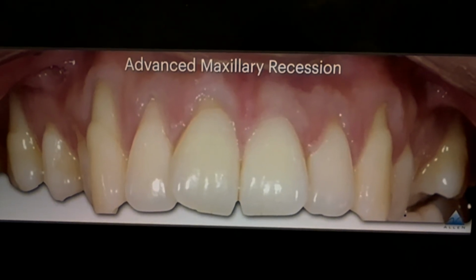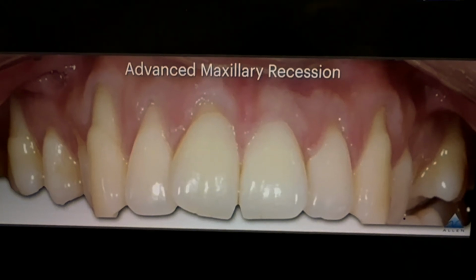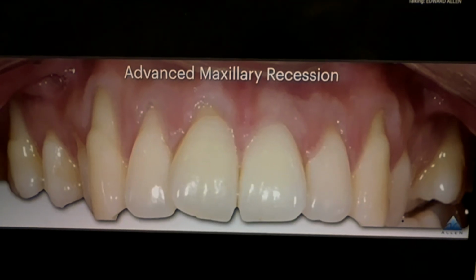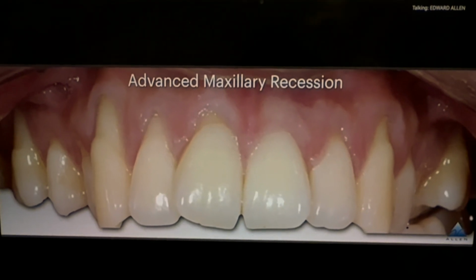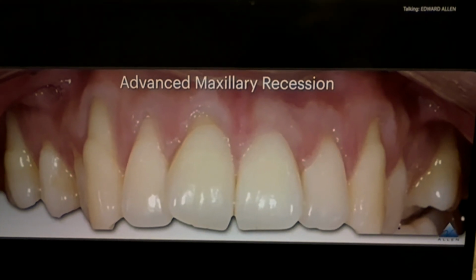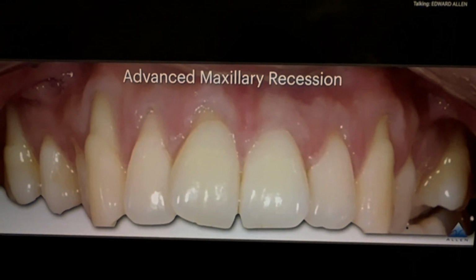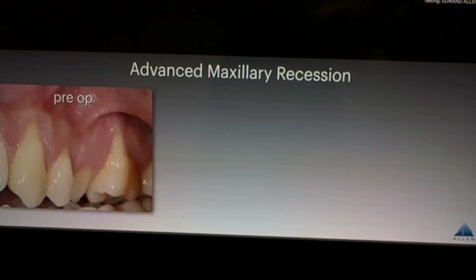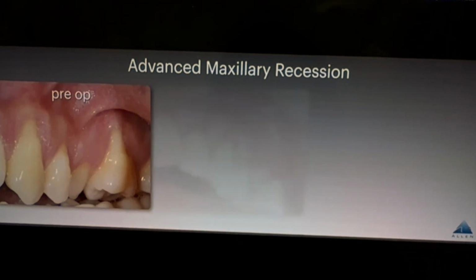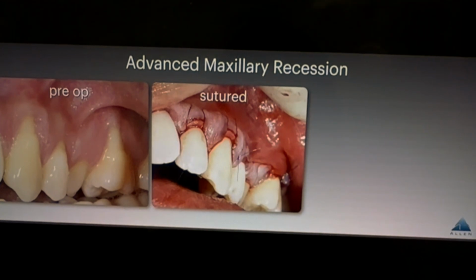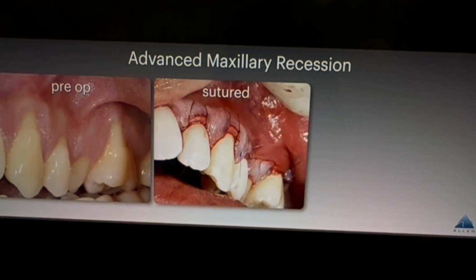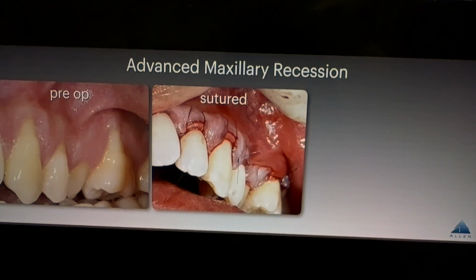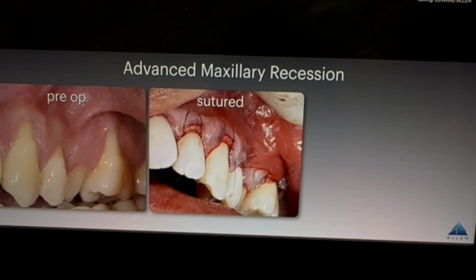This is generalized recession in a patient that I use in one of my courses as a demonstration surgery, treated as two separate quadrants just for demonstration purposes, but you see pretty advanced recession. This is his upper left, the first quadrant I treated, pre-op, and sutured here with the coronal border of the graft showing. You want to cover the graft completely. Sometimes you don't quite get it completely covered. A millimeter or less is not a problem.